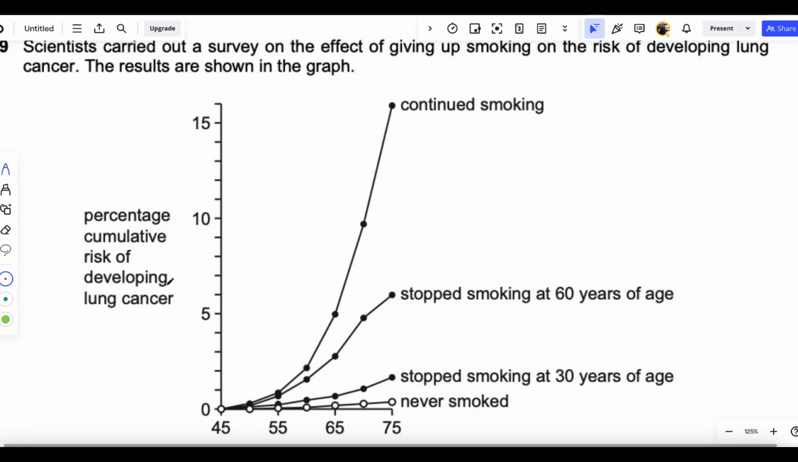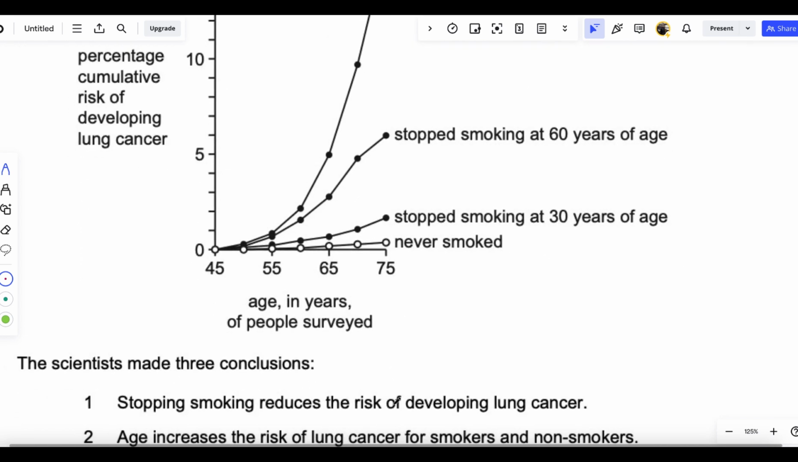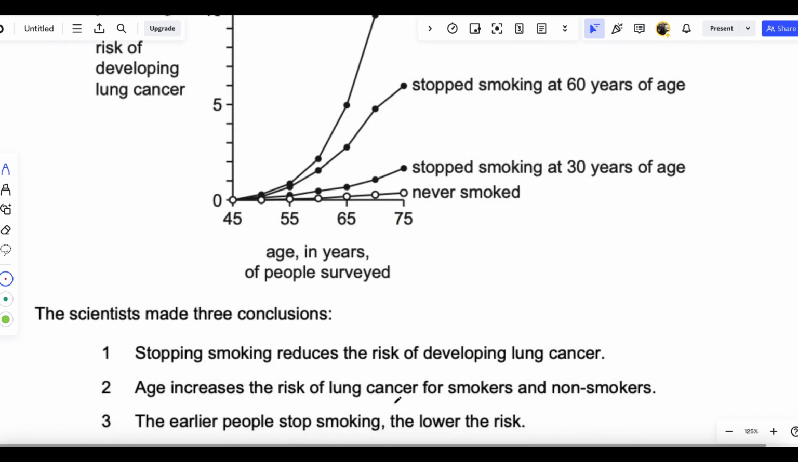Percentage cumulative risk of developing lung cancer. Continued smoking: if you continue to smoke, you have a higher percentage of getting lung cancer. Stop smoking at 60 years, you have almost 0.5% risk of getting lung cancer. Quit smoking at age 30, your chance is little. Never smoke, your chance of getting lung cancer is even way smaller.